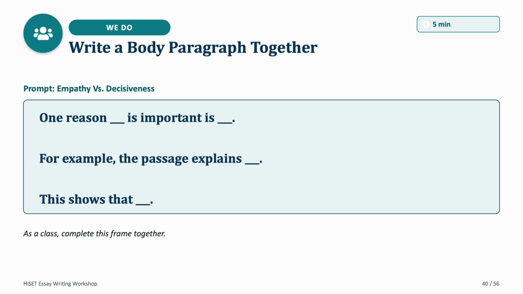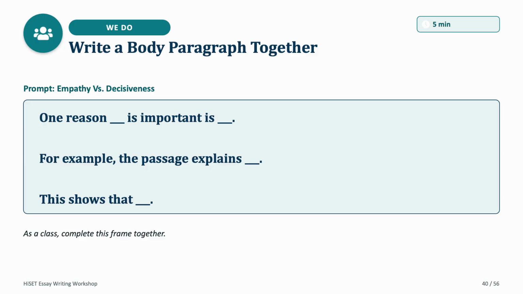Now I'm going to write what you give me. Let's start with our topic sentence. Okay. One reason empathy is important is that it builds trust and increases engagement and innovation among team members. Now, what is one reason that it's important?